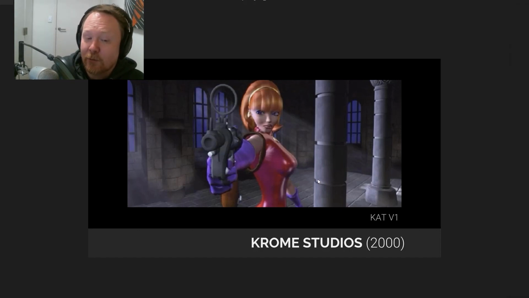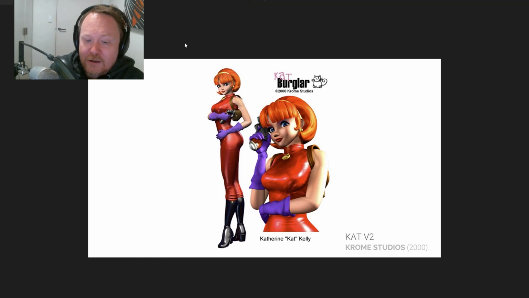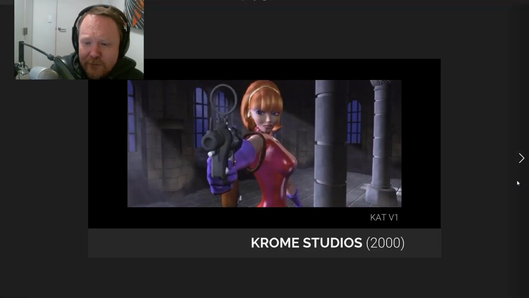I remember this taking me weeks and weeks, and then just in a couple of days I'd built her from scratch again. And this is what she turned out like, which is much more true to what the actual artwork is. Now, again, don't blame me for a cat burglar in a tight suit, but you can see the quality difference there. This is the year 2000 at Chrome Studios.